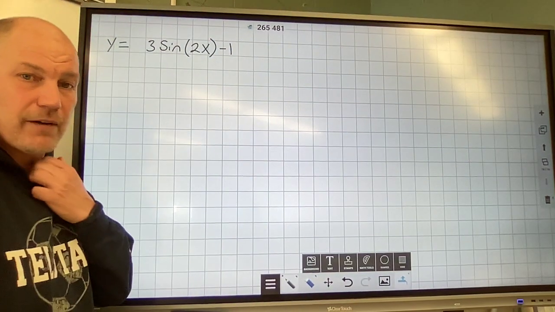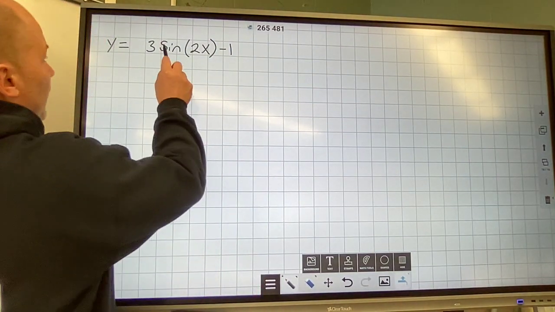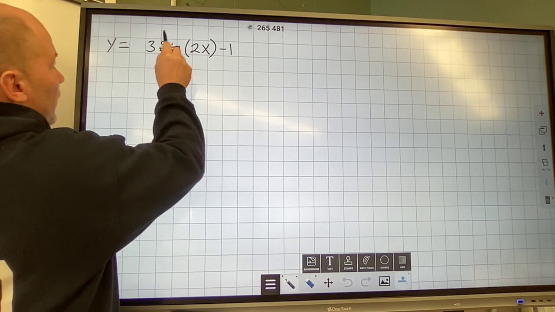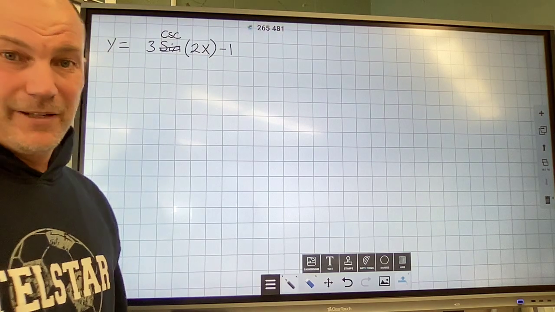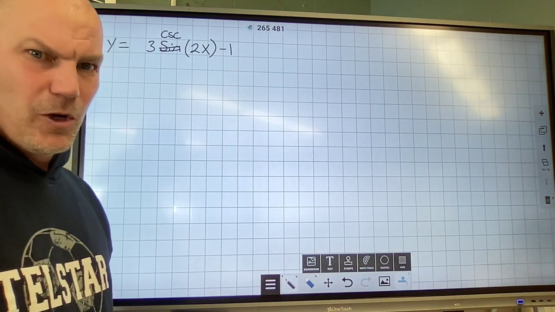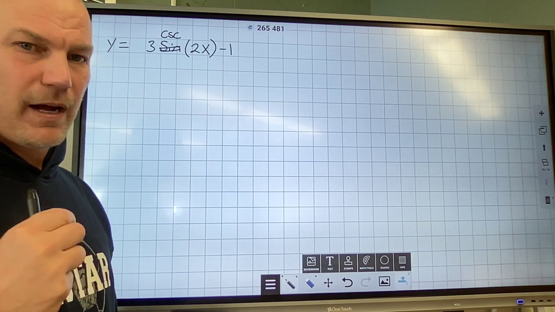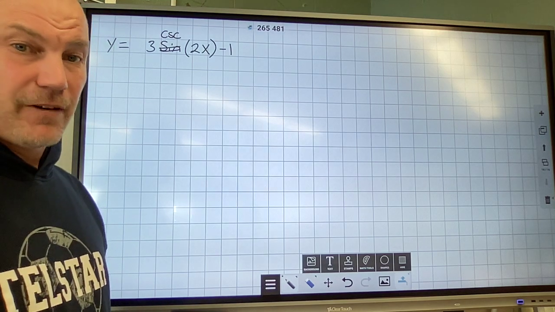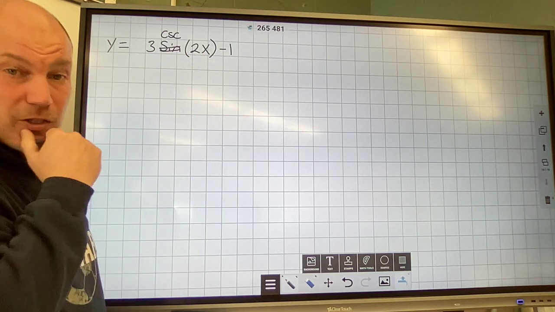We're going to graph this function through, whoops, look at that. I started off wrong. We're going to do cosecant. But really, we're going to start with the sine value. So that's kind of what I've got in my head. Even though we're graphing cosecant, the very first thing we're going to do is graph the sine function. And just imagine that it says 3 sine of 2x minus 1.